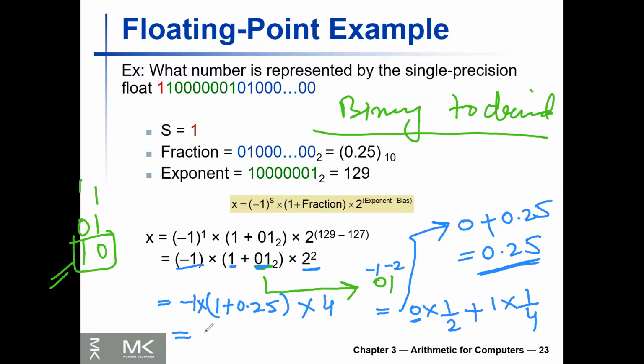Now, can we just complete this one? 1 plus 0.25 is 1.25. Is it clear? Multiply by 4. What will you be getting now? -5.0. Am I right? Now clear, right? Yes. Okay. So a very good question you raised, and I hope I gave you the answer and it is clear to you. All right.